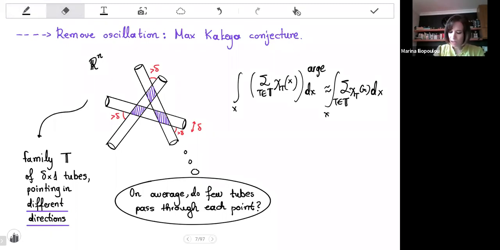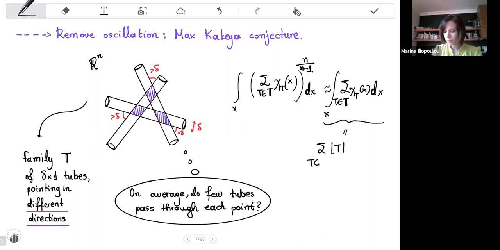And the conjecture says that the largest power for which we expect this to be true in R^n is n over n minus 1. This is the conjecture. And we see that the right-hand side is a very easy thing to understand, actually. We can pull out the sum, and it becomes the sum of the sizes of the tubes. And we know what size each tube has. It's the cross-section to the n minus 1 times 1. So this is the size of each tube times the number of the tubes. Okay, so this is what the conjecture says. And this is very difficult to prove.